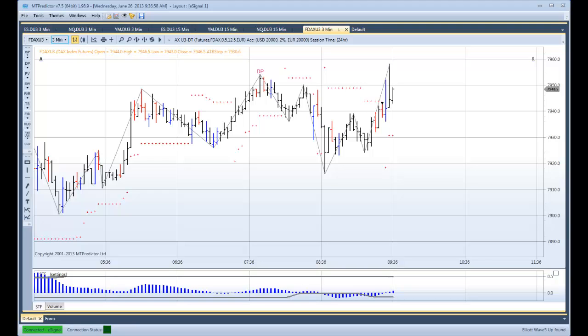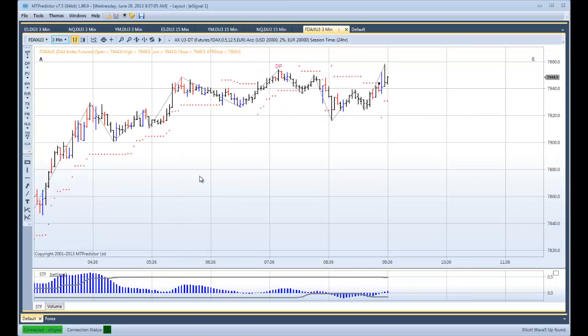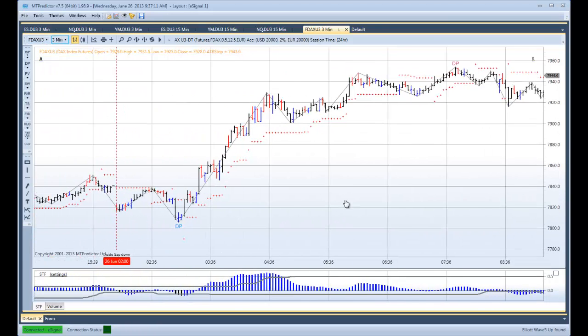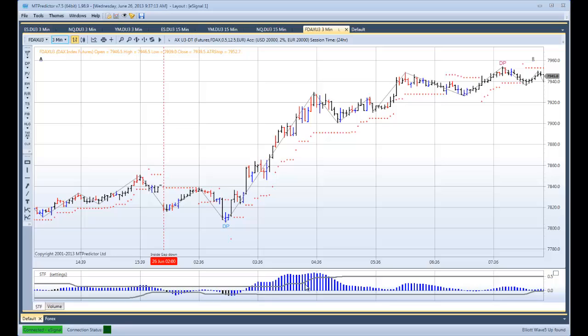In today's video I'd like to take a look at one of the exceptions we use for trading against the STF colour. For this I'd like to look at the DAX. This is the DAX on a 3-minute chart unfolding this morning. Normally we use the STF colour, which is blue for an uptrend, black for a flat, or red for a downtrend, to filter our trades.